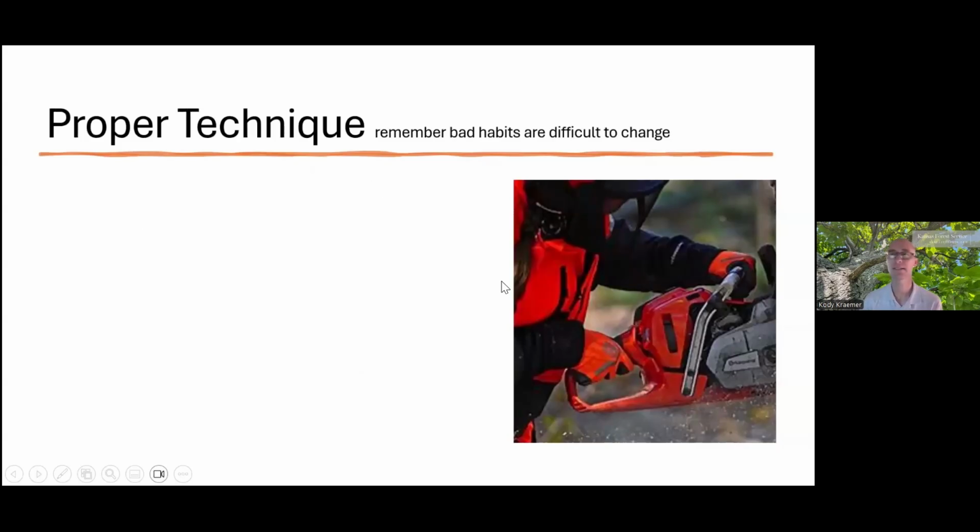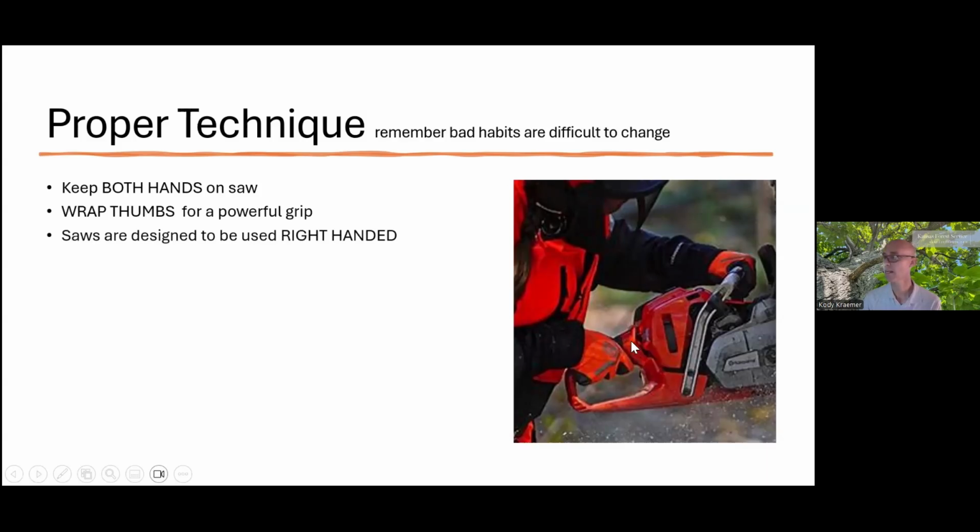More about proper technique. And once again, think about this the next time you're using your saw, and maybe critique yourself. Because if we have habits from thousands of times of using a saw, we're just doing it. We're not thinking about it anymore. It's muscle memory. And so think about some of these things. We need to keep both hands on the saw. We need to wrap our thumbs for a powerful grip.